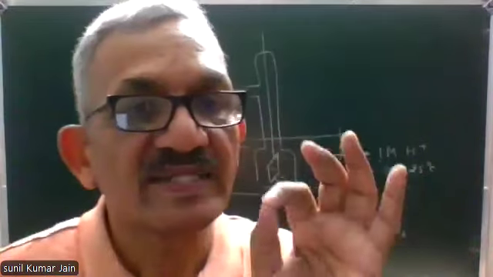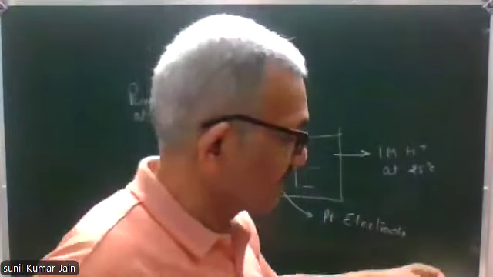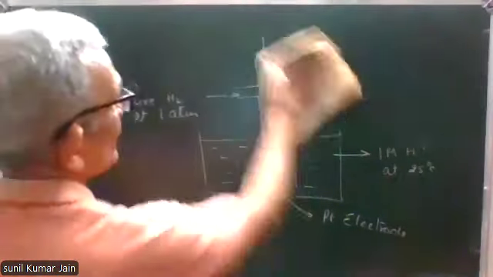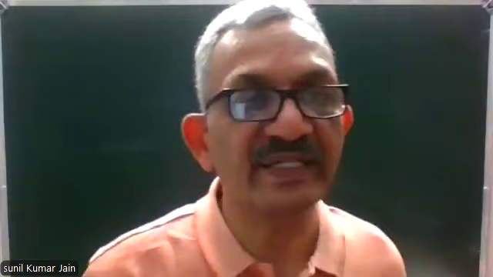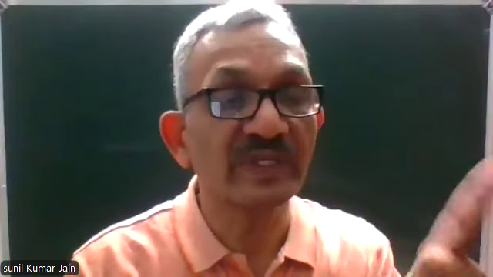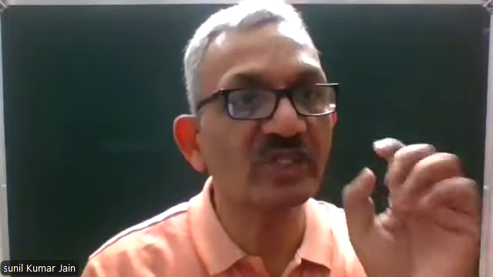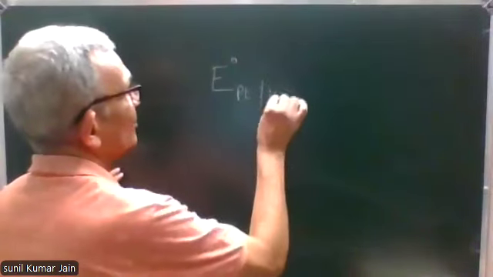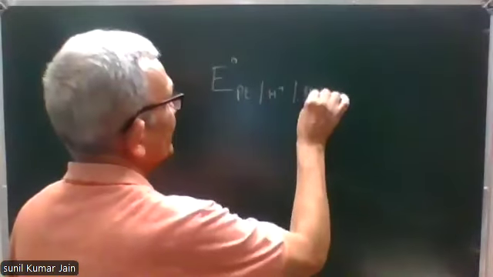Continue. Standard REPV of SHE is assigned, I'm not saying is equal to, is assigned equal to 0 volt and represented as E0 platinum oblique H plus oblique H2.